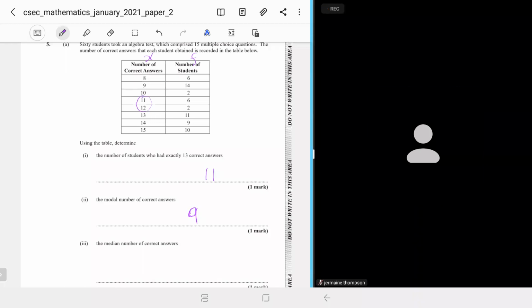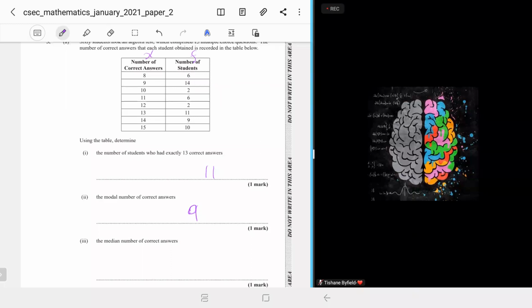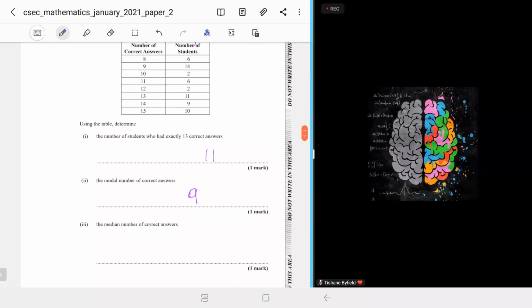Why are you gonna use 11 and 12? Why? Because it's in the middle. No, you cannot do that. You cannot see that they're in the middle because you have to count up how many people you have already counted. Remember, you have 6 students here and 14 students there. There are 60 students in all, you reach 20 students already. So look here, I told you when the data is grouped, you have to find the position of the median.